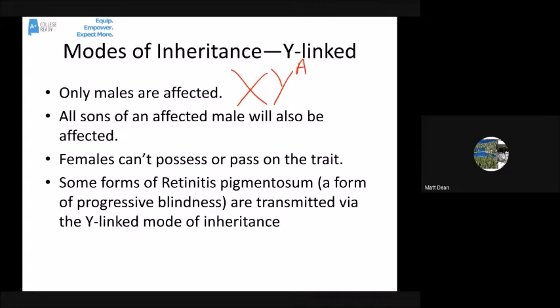Let's say that's an affected male. The reason his sons are his sons is because they inherited this Y chromosome. Every son of this male will have this condition. Females don't possess or pass on the traits. There's several types of disorders transmitted this way. There's retinitis pigmentosum, which is a progressive type of blindness. There's also a condition that causes really hairy ears, and it is also transmitted via the Y chromosome.